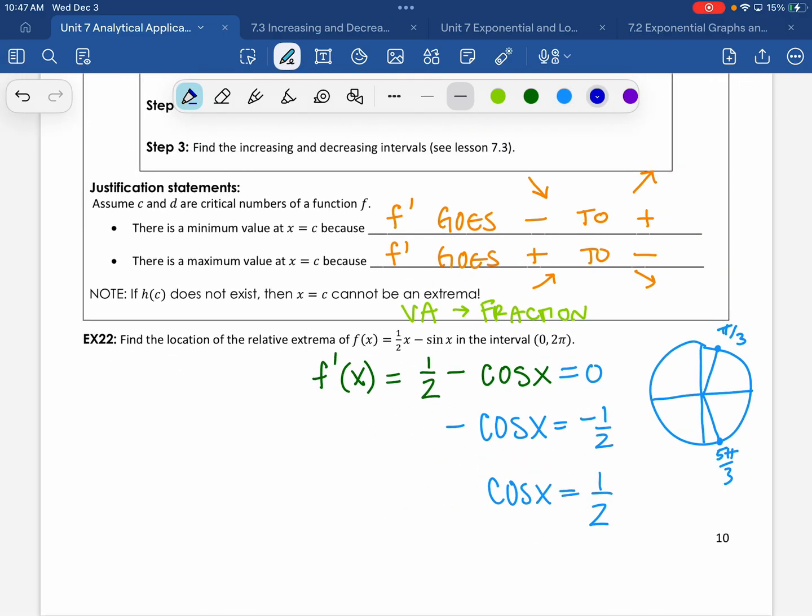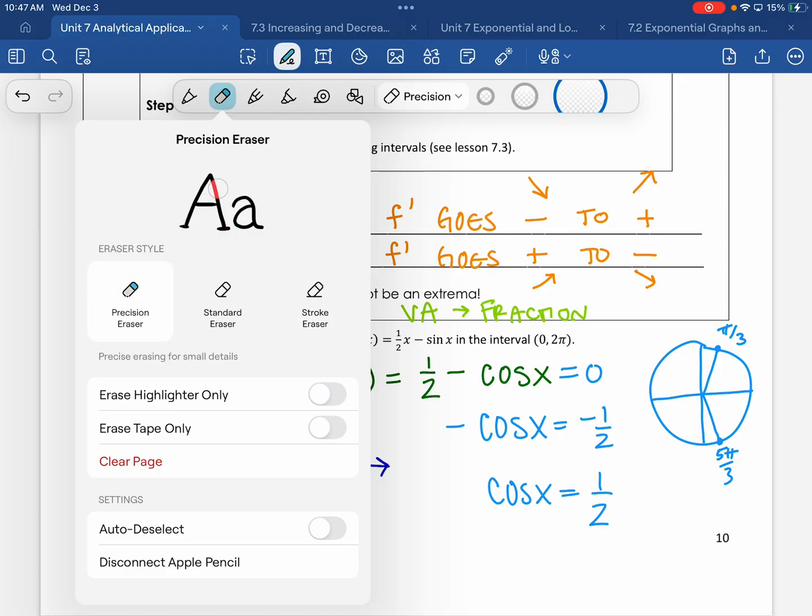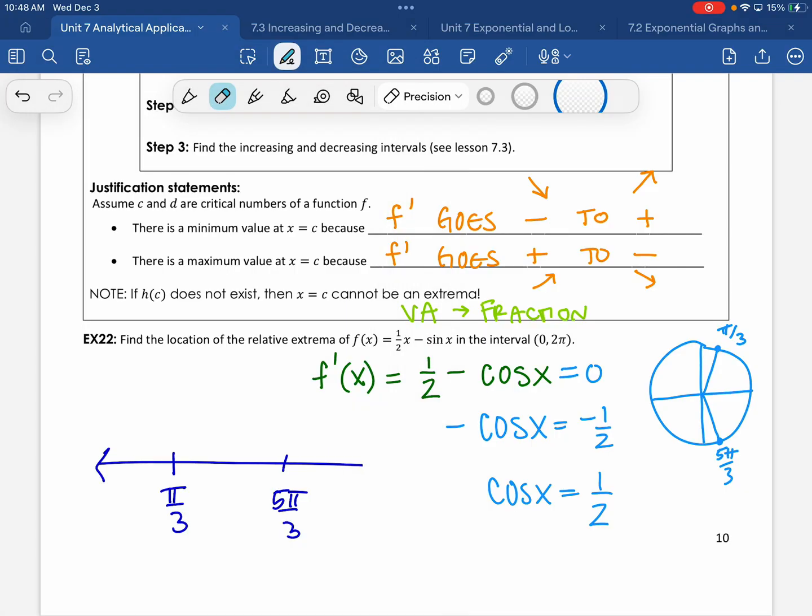So then I'm going to take my critical numbers, and I'm going to put them on my number line, pi over 3 and 5 pi over 3. And I'm also going to make note that my number line actually isn't going to go to infinity forever because it's stopping at 0 and it's stopping at 2 pi. So just kind of know that if you're talking about your unit circle, a lot of times you'll have stopping points. It won't go forever.